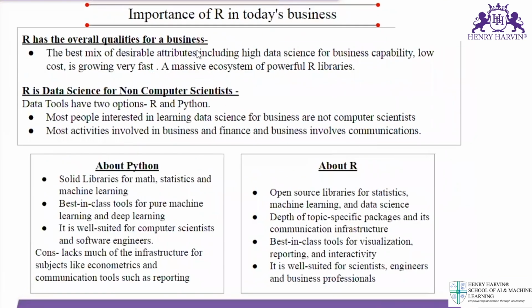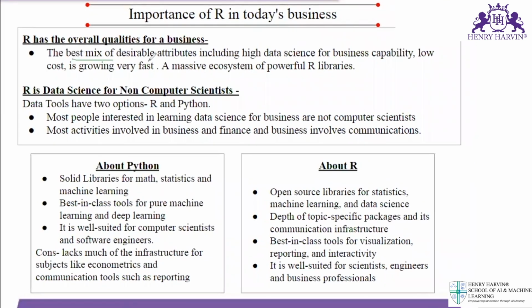Next is, why should R be used? In today's time, R is very important as an analytical tool. R has the overall qualities for a business, the best mix of desirable attributes, including high data science for business capabilities and low cost. It is low cost and open source, which is a very essential quality of R. It is growing very fast and has a massive ecosystem of powerful R libraries. Being open source, you can add your own library to the programming language.